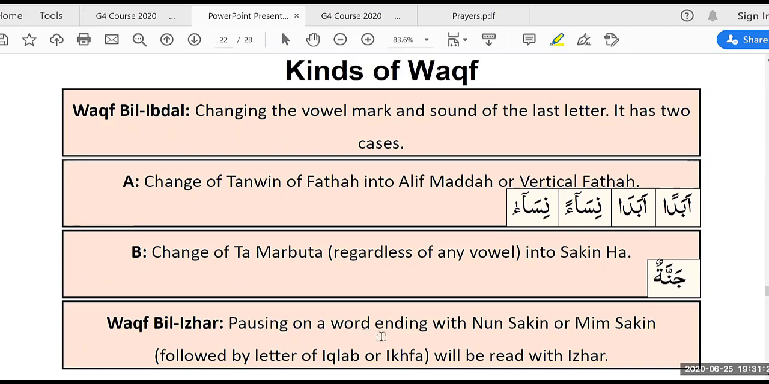This is when we pause on a word ending with noon sakin or mim sakin, and this will be read with izhar. We know that if it's followed by a letter of iqlab or a letter of ikhfa, we have to do a slight nasal sound. But because we are going to pause on the word, it doesn't matter which letter it's followed by. We are going to manifest the sound of mim sakin and noon sakin.